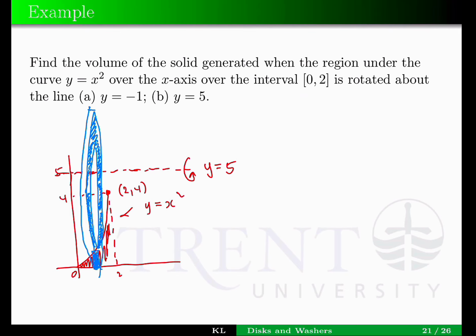But now, what is the bigger radius? The bigger radius will be from your axis of revolution, which is 5, going to this part here, which is 0. So all throughout, the bigger radius is 5 units. So the bigger radius is 5.